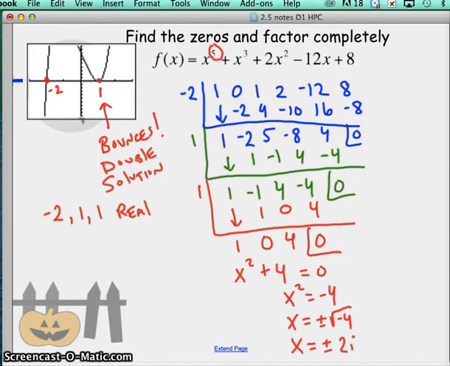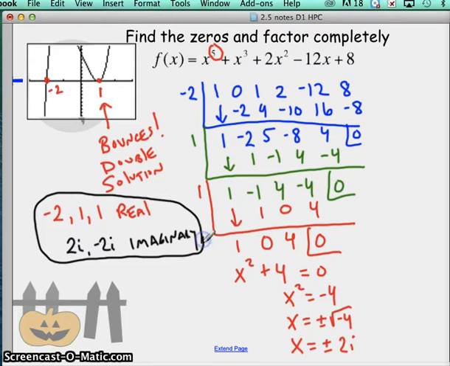There's your other solutions. So our 5 solutions are -2, 1, and 1. Those are our real solutions. And then we have a 2i and a -2i. Those are our imaginary. And then we've got our 5 solutions. Okay? All right.